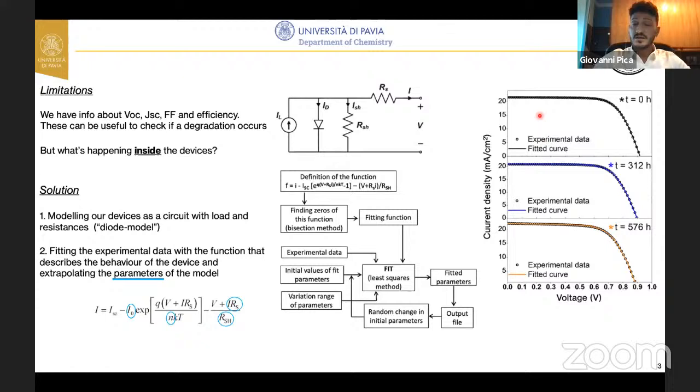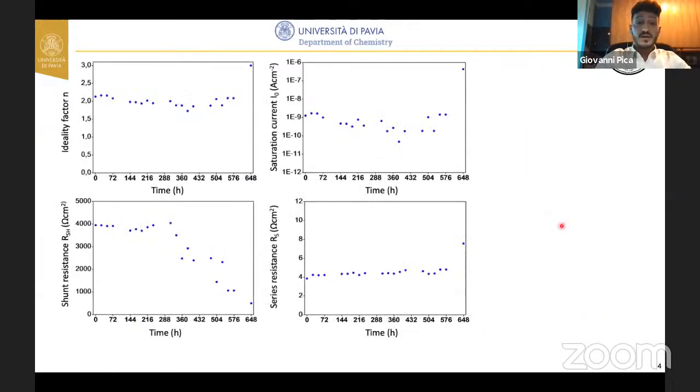Here, you can see the JV curves with the experimental data and the fitted curve at the same times as the slide before, at the beginning, in the middle, and at the end of the cycle. And you can see that the experimental data are well represented by the fitted curve for the whole cycle. Then we decided to use this fitting procedure to understand the behavior of these parameters through the entire cycle.